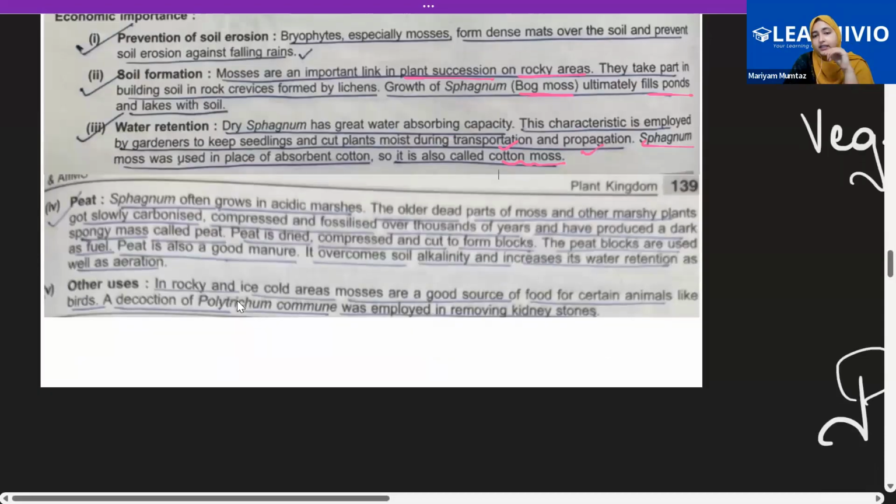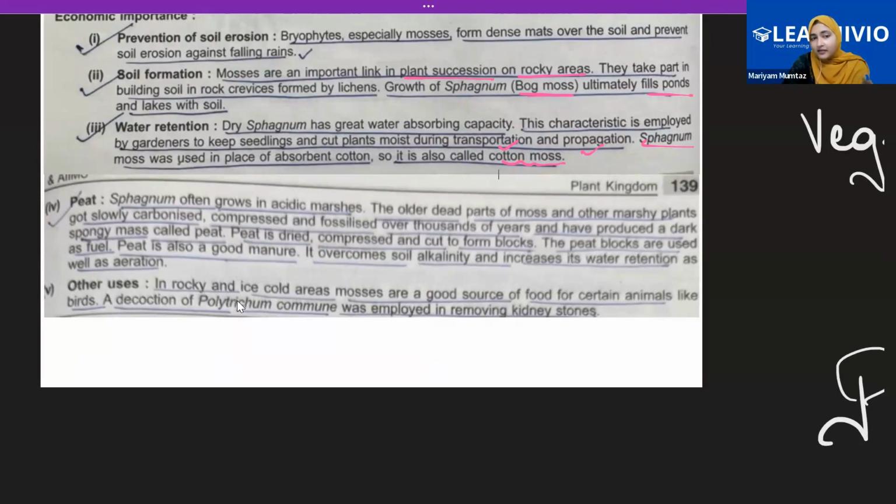Then peat. There are many species of Sphagnum that, when they die, their dead remains get fossilized, like how fossils are formed.